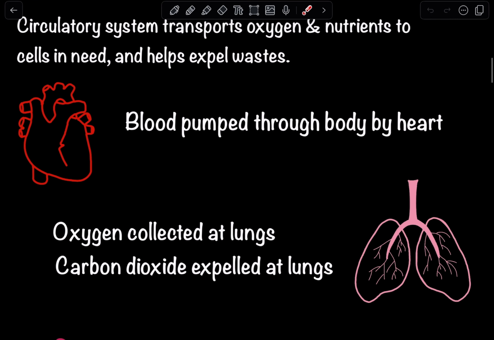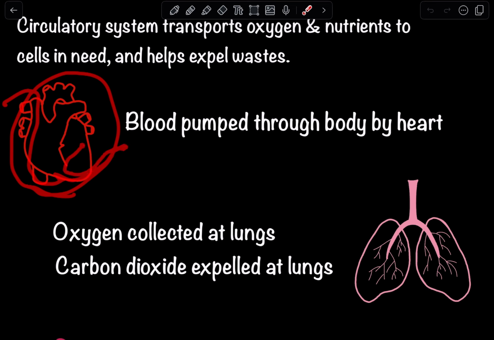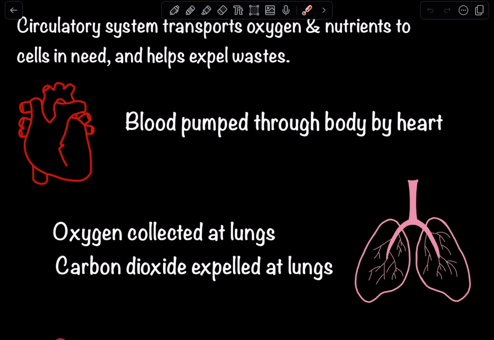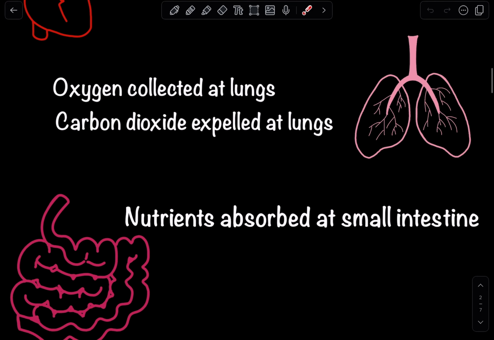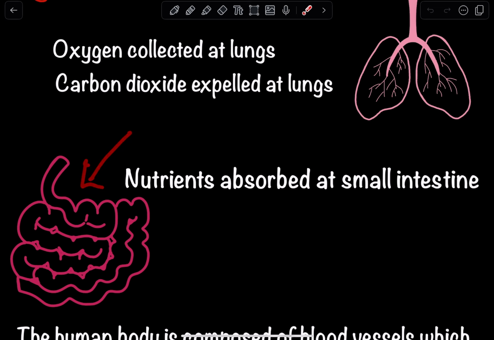Now, the main structure in the circulatory system is, of course, our heart, which we are all well familiar of. It acts as the central pump, which is going to receive deoxygenated blood, send it off to the lungs, and then pump out oxygenated blood to the whole body. And as a result, we are going to transport oxygen. And when the blood interacts with our small intestine, it will transport nutrients.